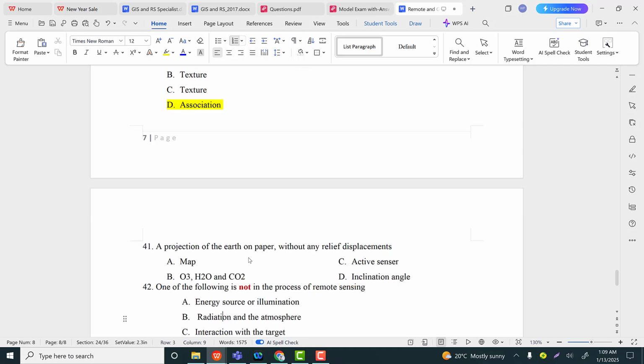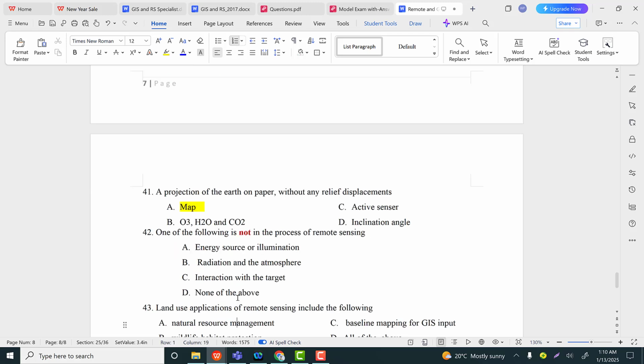Question number 41. A projection of the Earth on paper without any relief displacement? A. Map. B. Ozone, water and carbon dioxide. C. Active sensor. D. Inclination angle. The answer for question number 41 is map, because projection is related to a map, and the rest are not related to the question. So the answer is map.